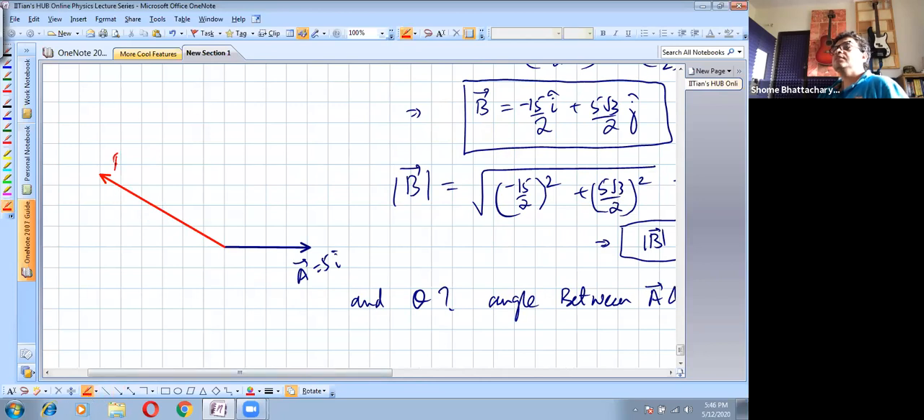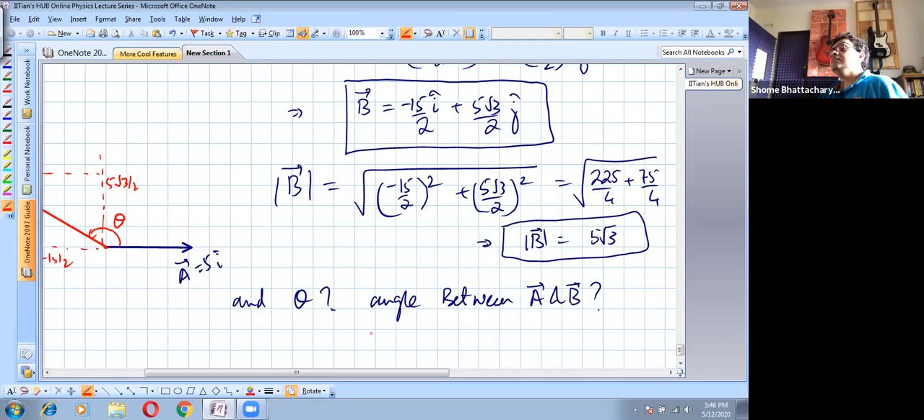So in comparison, you can see that the vector B has an x component which is negative, minus 15 by 2, and a y component which is positive. So you want to find out this angle. This is the angle between A and B. Okay. So that angle is such that tan theta is nothing but B's y component divided by B's x component.